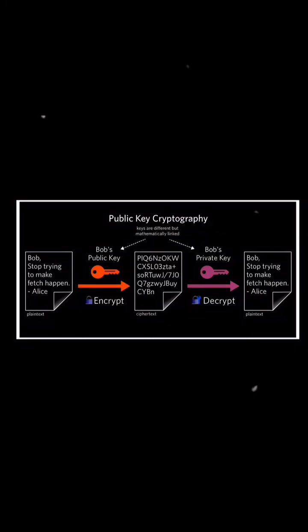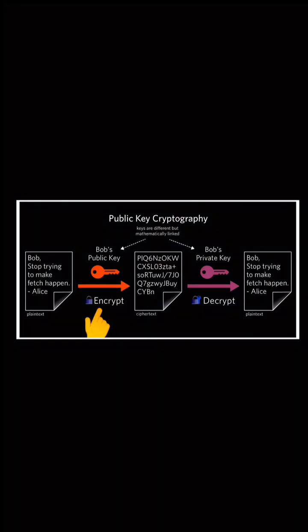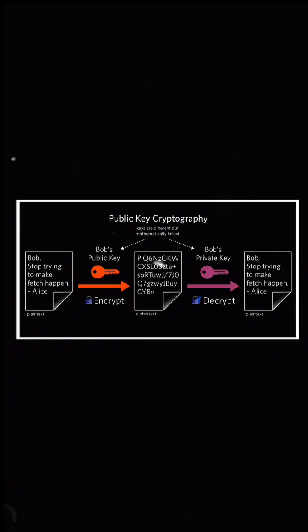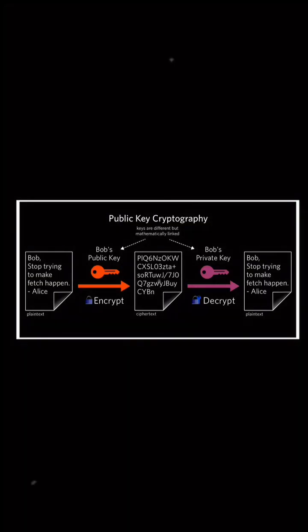SSH uses public key cryptography for both encryption and authentication. During the initial connection, the server sends its public host key, and your client verifies this matches what it expects. This prevents man-in-the-middle attacks, where someone intercepts your connection and pretends to be the server.